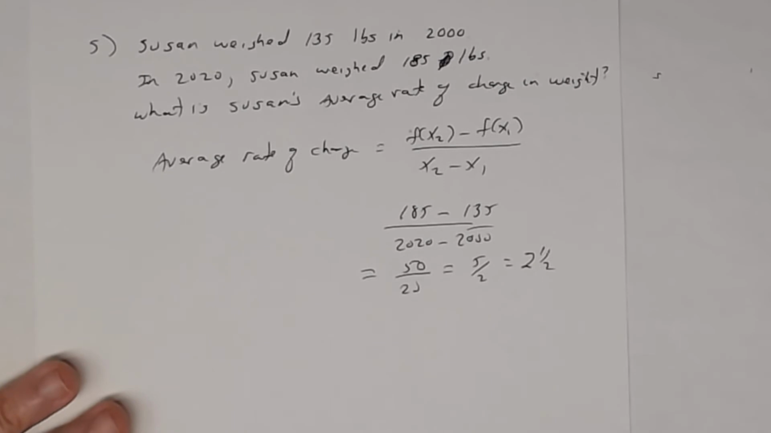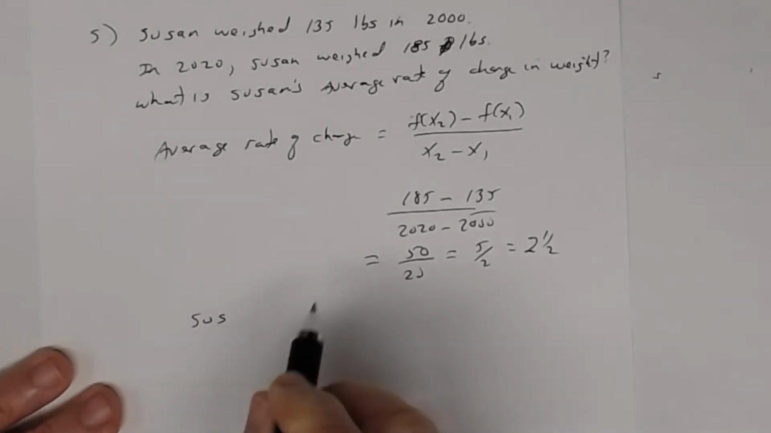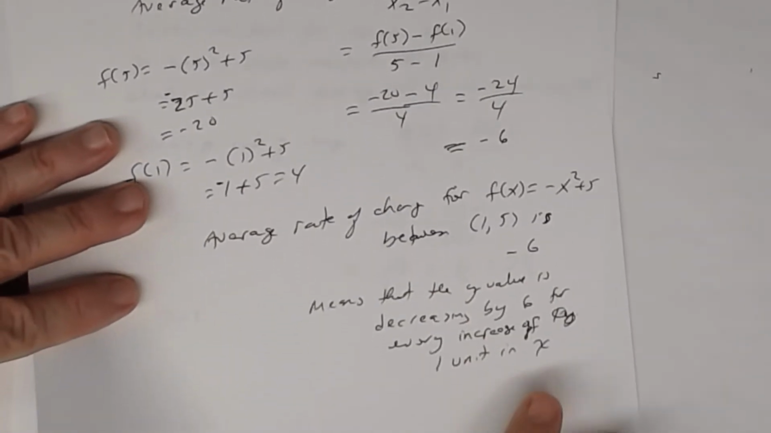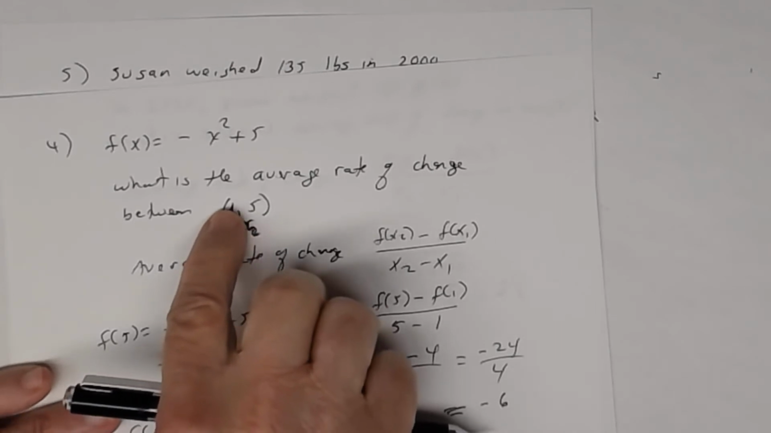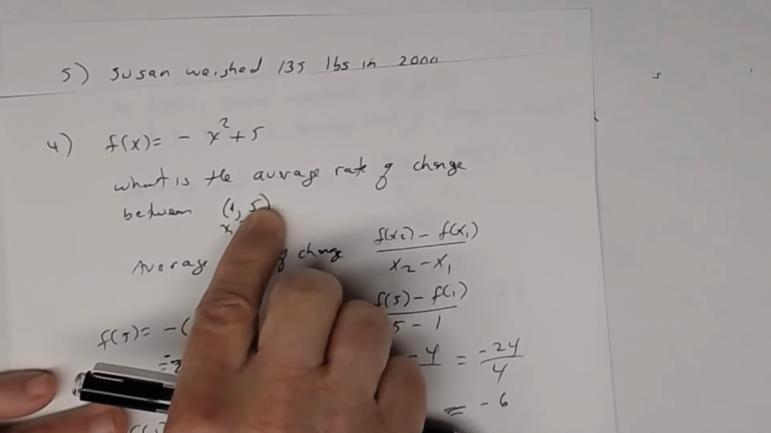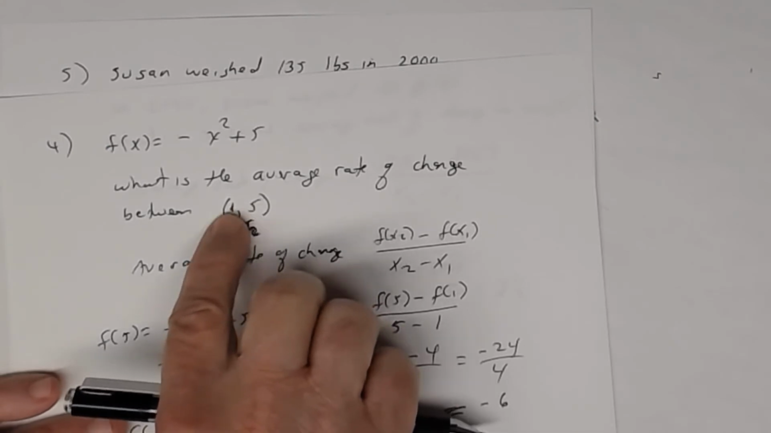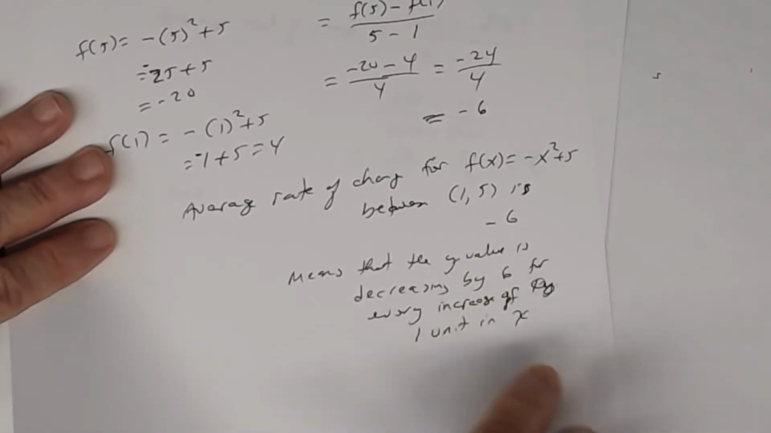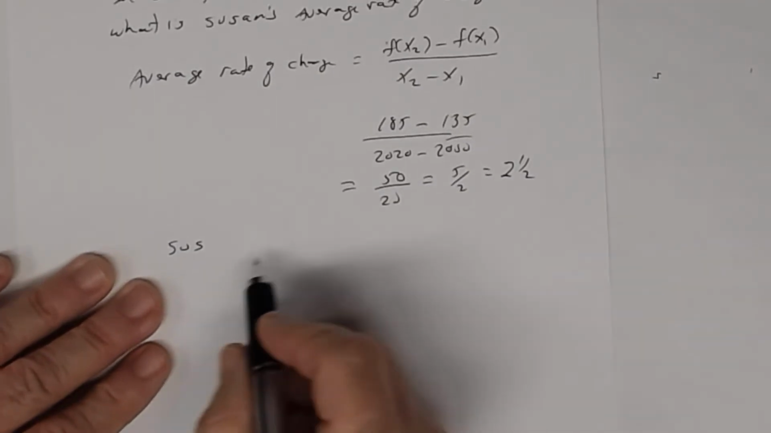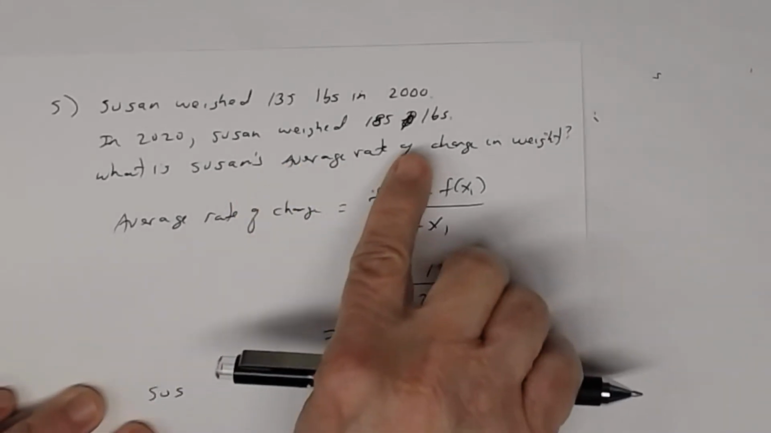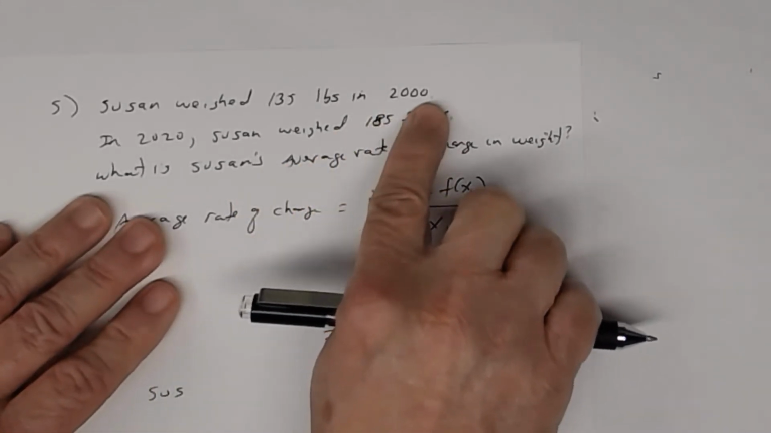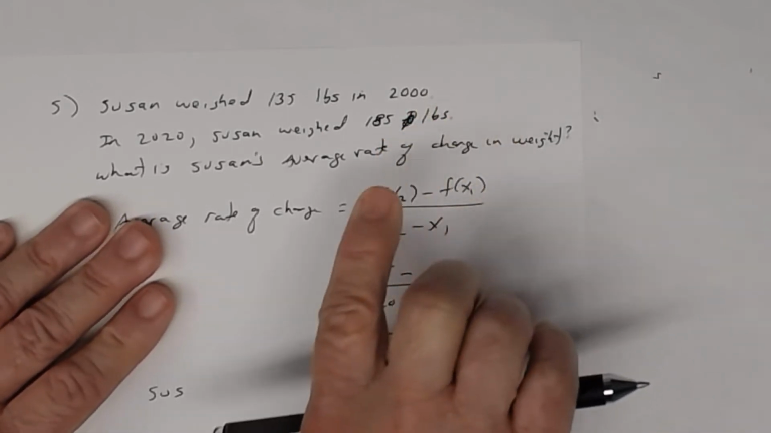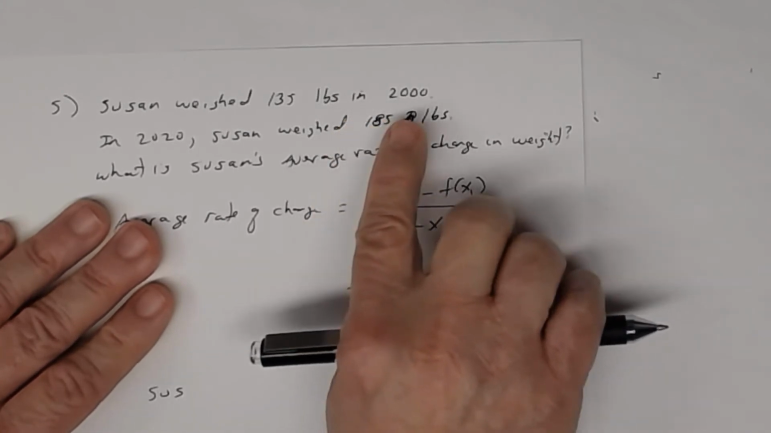So what does that 2.5 mean? Well, remember when we talked about the average rate of change being -6, how it went from 1 to 2, 2 to 3, 3 to 4, 4 to 5, and I said each of those increases in units, the y value decreased by 6. So what this means is that from 2000 to 2001, from 2001 to 2002, from 2002 to 2003, how much weight is Susan gaining per year?